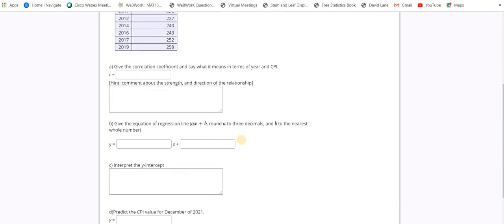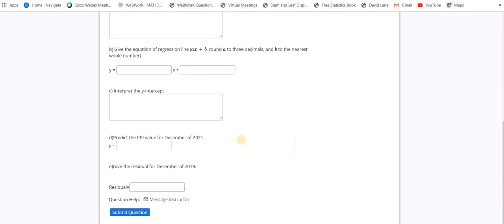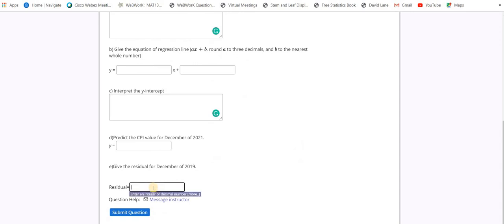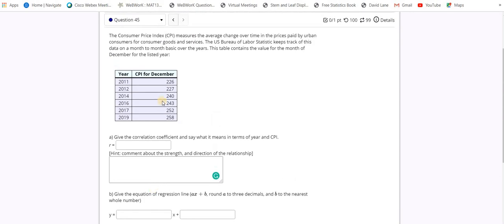The next question is similar, but in this case, we need to predict the y-intercept also. We want to comment on the strength and direction of the relation, and we want to interpret the y-intercept, and we want to find a residual as well. So I'm going to take the entire table from here.